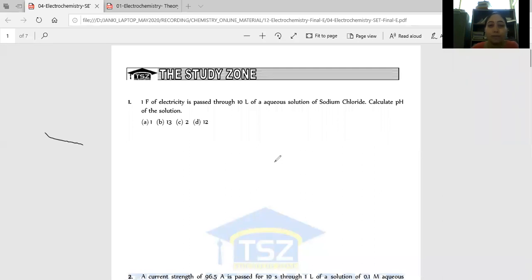Now the question is, 1 farad of electricity is passed through 10 liters. See, the amount of electricity is given, 1 farad. 1 farad of electricity is passed through 10 liters of an aqueous solution of sodium chloride. Take care, we have an aqueous solution of sodium chloride. It's a diluted aqueous solution. Calculate the pH of the solution.